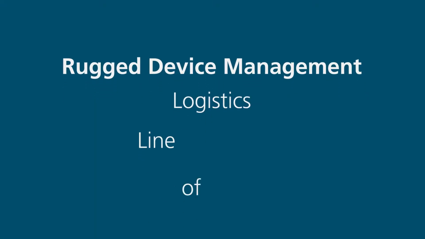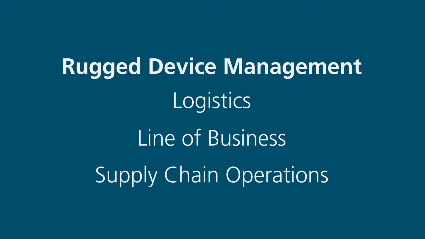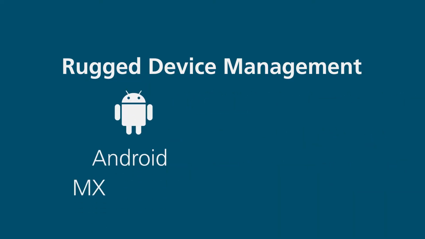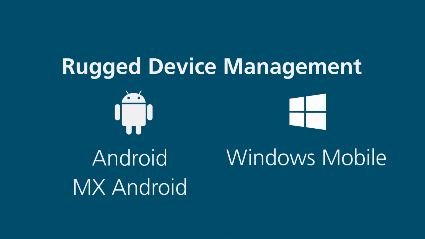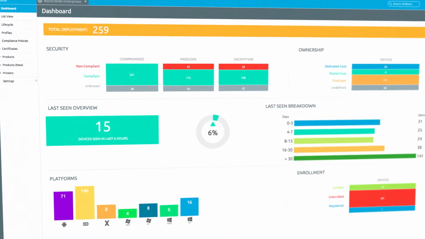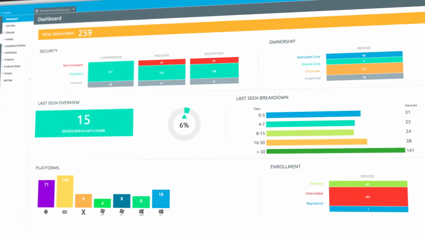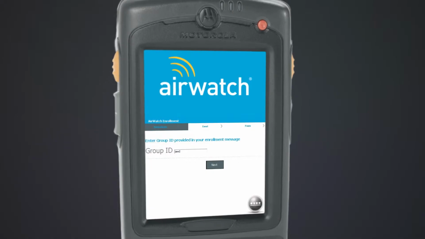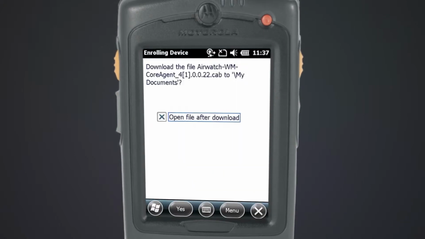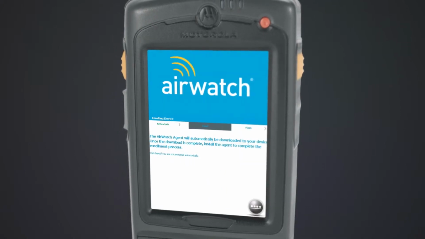Rugged devices are essential for the enterprise for logistics, line of business, and supply chain operations. AirWatch's Enterprise Mobility Management platform supports the full lifecycle of Android, MX Android, Windows Mobile, and Windows CE rugged devices, enabling IT to manage their organization's entire mobility fleet from a single admin console. AirWatch offers advanced staging and flexible enrollment for rapid deployment with OS update control.